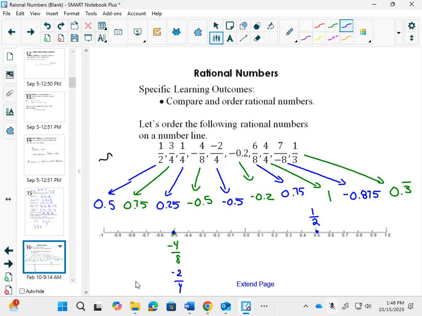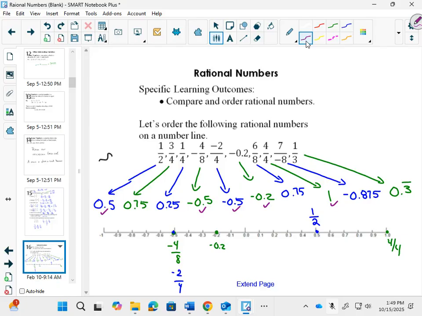Negative 0.2, that one we didn't even have to change to a decimal. That's on my number line, negative 0.2. 4/4 is equal to 1. I have 1 on my number line. That's 4/4 right there. Okay, but the other ones are numbers that don't show up exactly on my number line. So I did this one, this one, this one, the 1, and those ones.